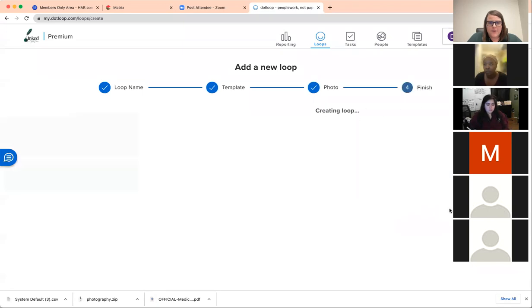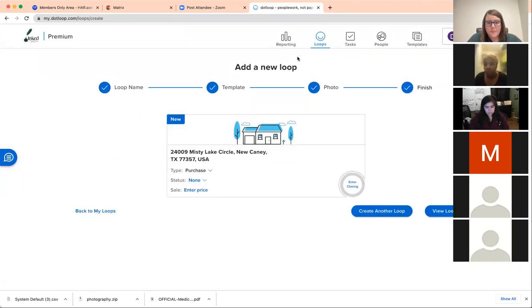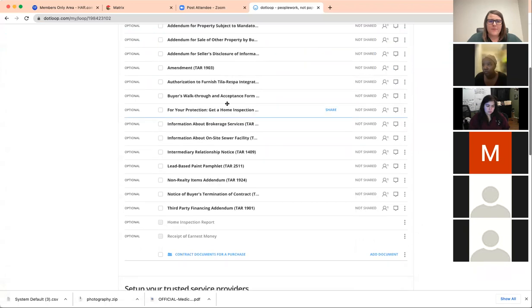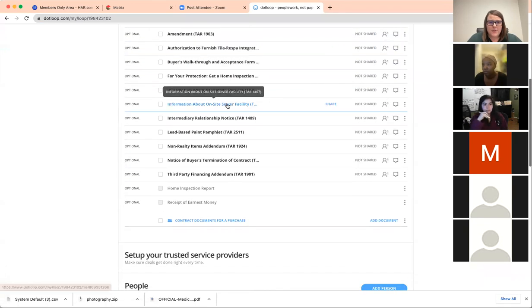I'm not going to upload the photo. You're welcome to if you want to. And here's the loop itself. I'm going to click on it. And there's a bunch of forms.